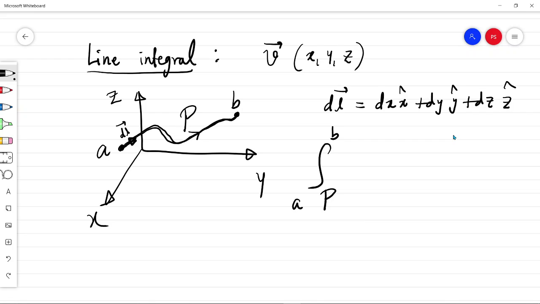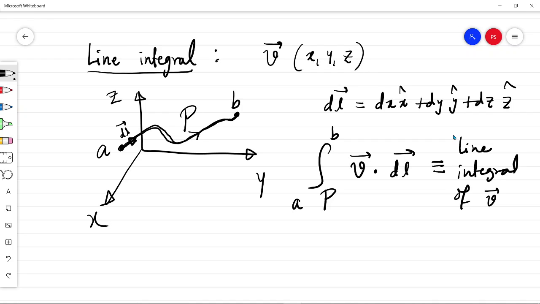So the line integral from lower limit a to upper limit b over path p is just v bar dotted with dl bar. This is called as line integral of v bar over specified path p from a to b.